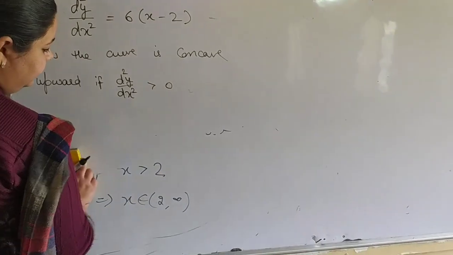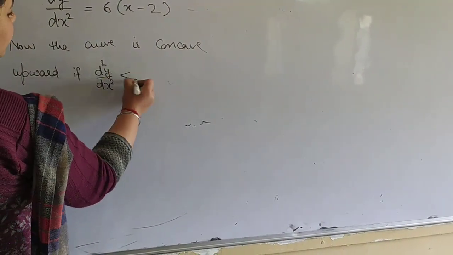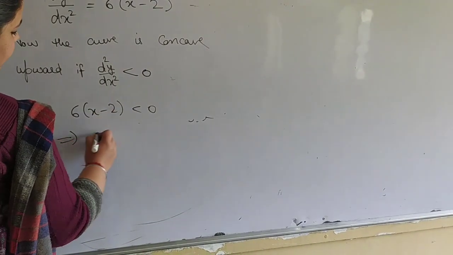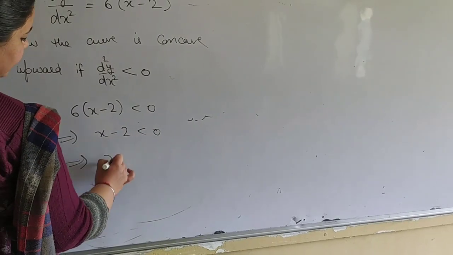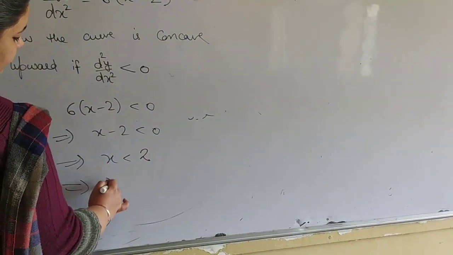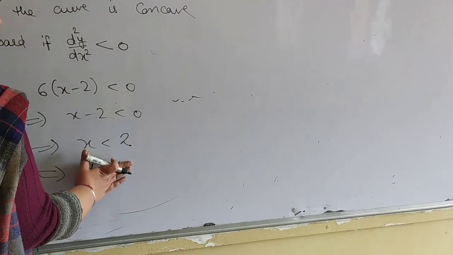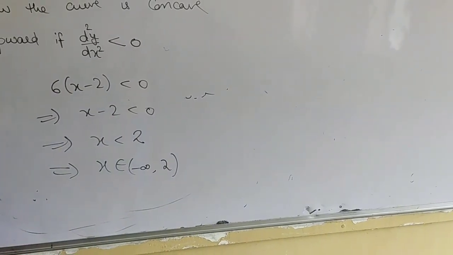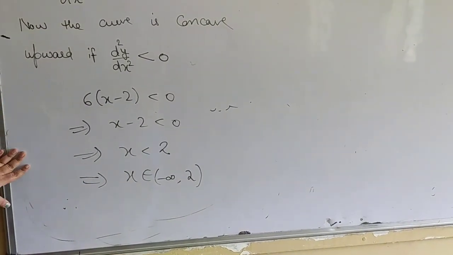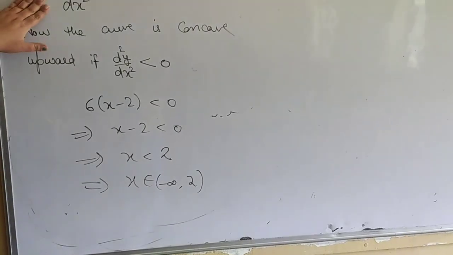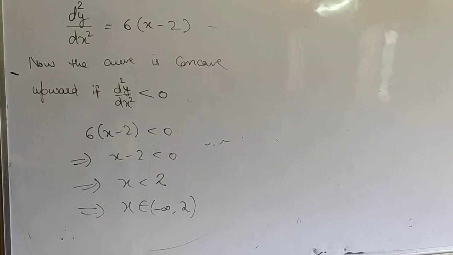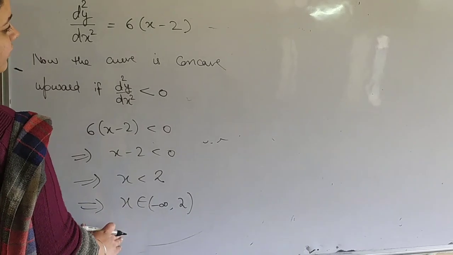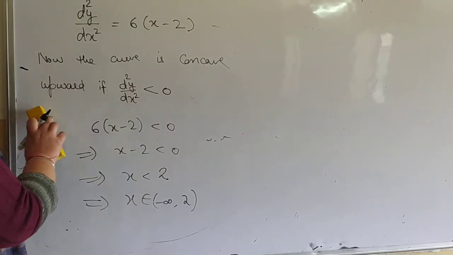Now the curve is concave downward if the double derivative is less than 0. That implies this is less than 0. That implies x minus 2 less than 0. That implies x is less than 2. That implies x belongs to minus infinity comma 2. This is how we can check whether the curve is concave upward or concave downward. Sometimes it is clear from the double derivative that the value is always greater than 0 or less than 0, or sometimes we have to find the values of x for which the curve is concave upward or concave downward.